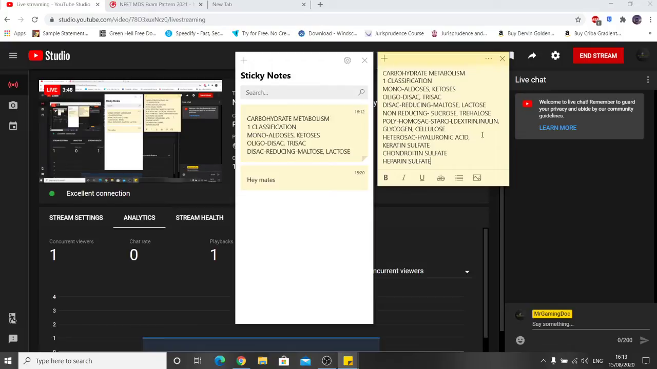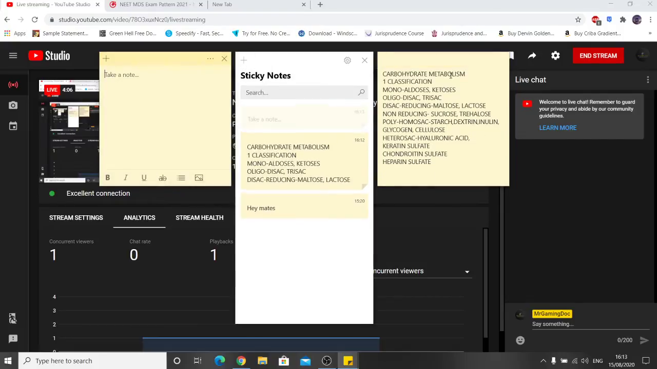Okay, next. So the next point is if two monosaccharides differ from each other in their configuration around a single specific carbon atom, they are known as epimers. For example, they've given glucose and galactose. We're going to create a new sticky note. So this is about epimers. I think we need to make this bold. Glucose and galactose.